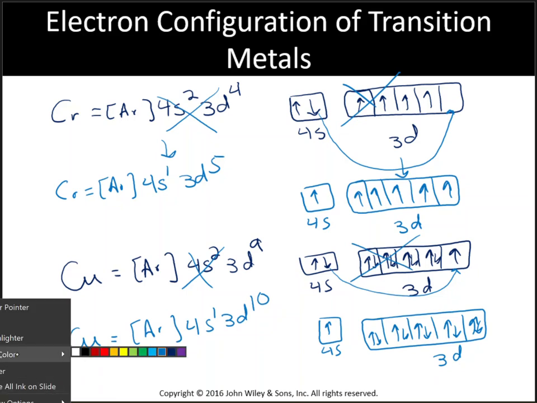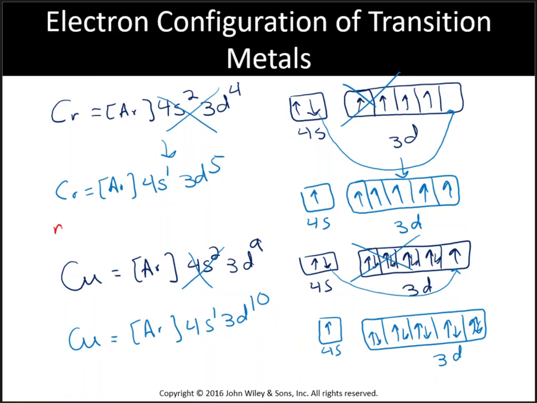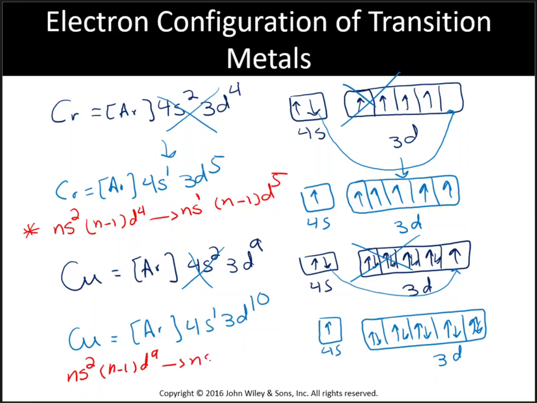So for any electron configuration that ends with ns2, (n-1)d4, the electron configuration is going to change to ns1, (n-1)d5. And for any electron configuration where it is ns2, (n-1)d9, it's going to be ns1, (n-1)d10. So not all the elements do this. Only chromium, molybdenum, tungsten do this. And from here, only copper, silver, and gold will do it.